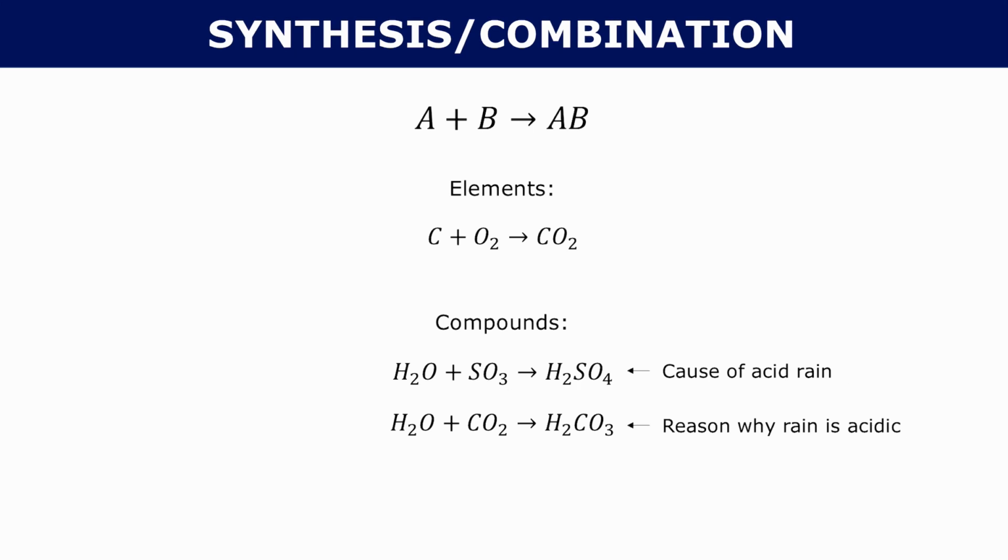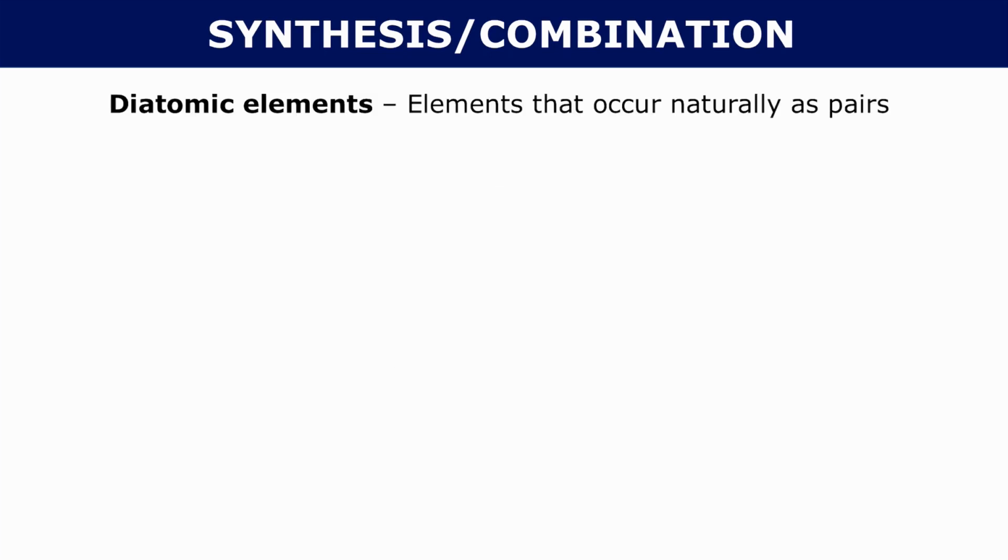Now, if you notice, there's something interesting about the oxygen here, and the fact that the oxygen has a 2 on it. Now, if we're talking about a synthesis or a combination reaction, shouldn't the oxygen be on its own? What is it doing with the 2? Well, the thing is, oxygen is something known as a diatomic element. So diatomic elements are elements that occur naturally as pairs.